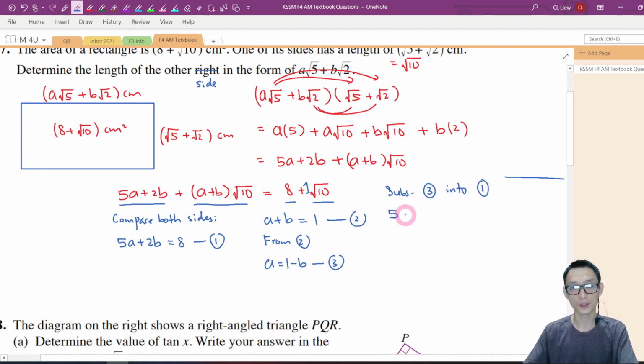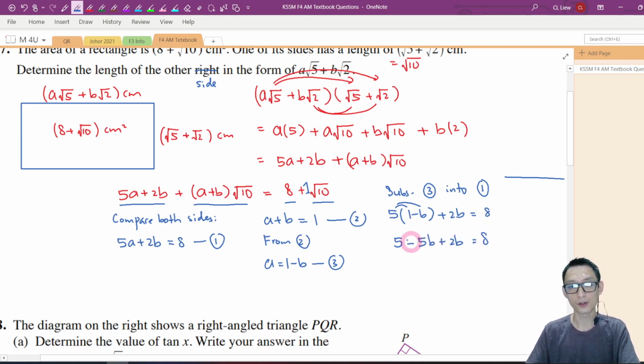So 5a, I don't want to write a anymore because I know that a is equal to 1 minus b. So I'm going to change the a to 1 minus b, plus 2b. The rest we just copy. Now we have no more a. We only have b left. So it's easier for us to solve it, right? Just like a simple linear equation. So this 5 times 1, you will get 5. 5 times negative b, you get negative 5b plus 2b is equal to 8.